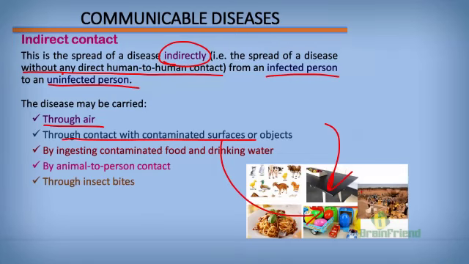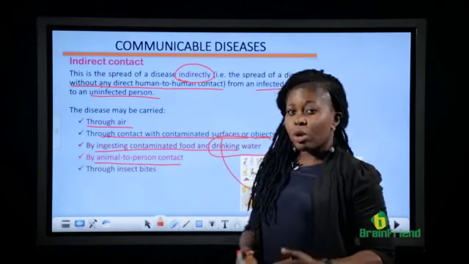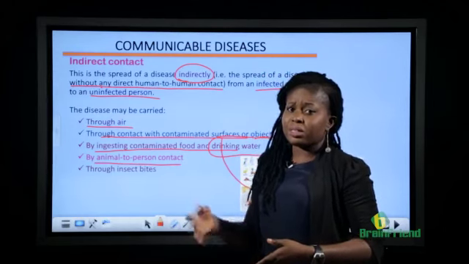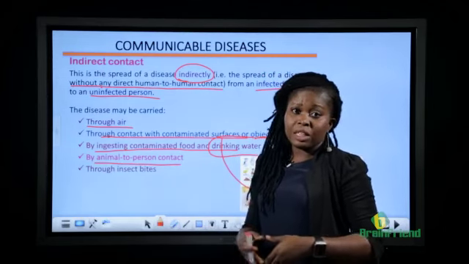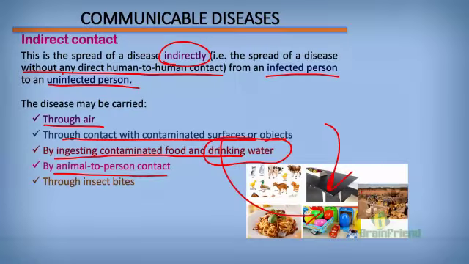The disease may also be carried by ingesting contaminated food and drinking water. Some diseases are carried in food and drinking water. So diseases that can be carried in drinking water, we say that they are waterborne diseases. So if a healthy person drinks such water, he's likely to get infected. The disease may also be carried by animal-to-person contact. For example, we have pets around our homes or even inside our houses, and when these pets get these diseases and they come around us, we are likely to contract the disease.